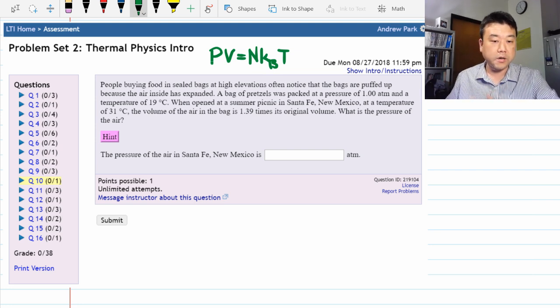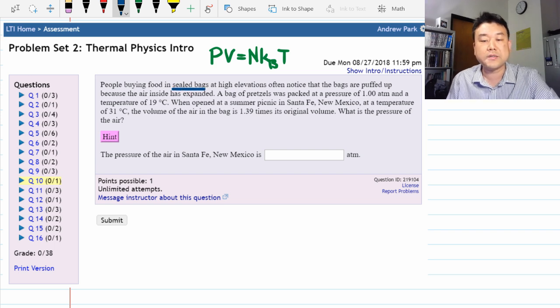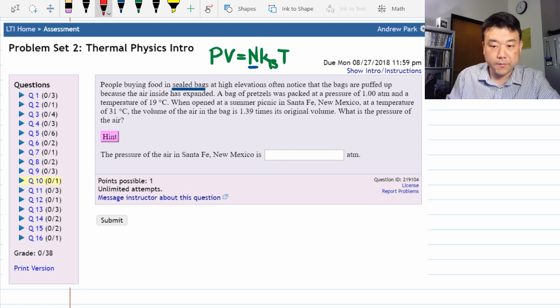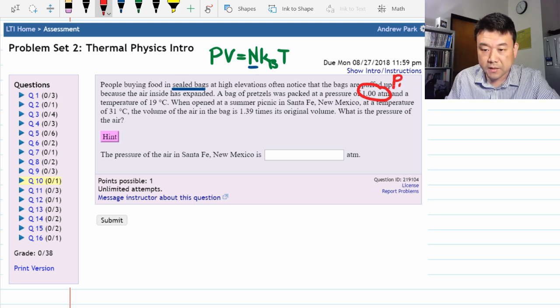So this is a more direct, straightforward example of ideal gas law. So you are given some sample of gas in the form of sealed bag. So what that tells you is that the number of gas particles, n, will be constant in this problem. So now the problem gives you a set of information. It gives you pressure at the bottom where it's packed. Let me assign a letter to it, PB.